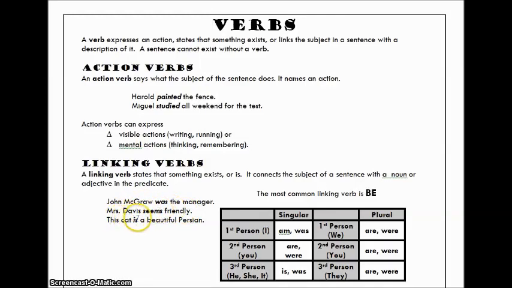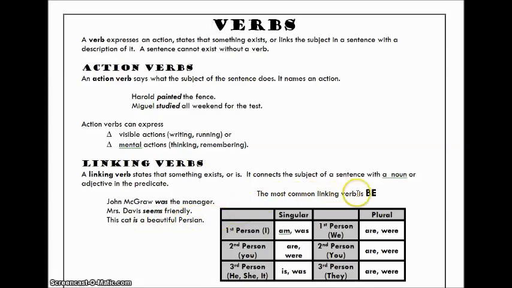The cat is a beautiful Persian. Again, the subject is cat. It's what our sentence is about. Is is our verb. Is is linking cat to the kind of cat she is. Persian, describing the cat for us, telling us specifically what kind. She's a Persian cat. Okay, and again, is is saying the cat exists. The cat is, and it is a Persian. It exists as a Persian breed.